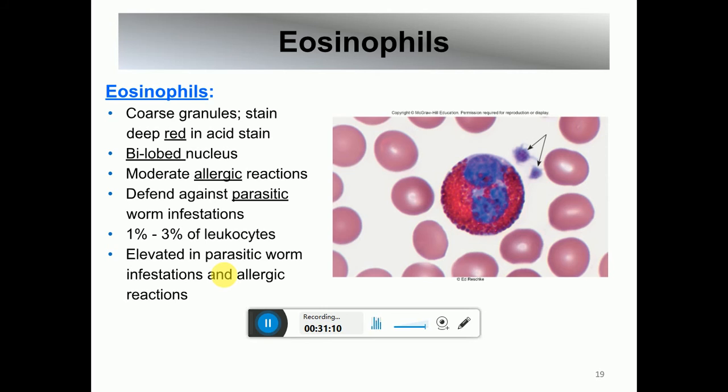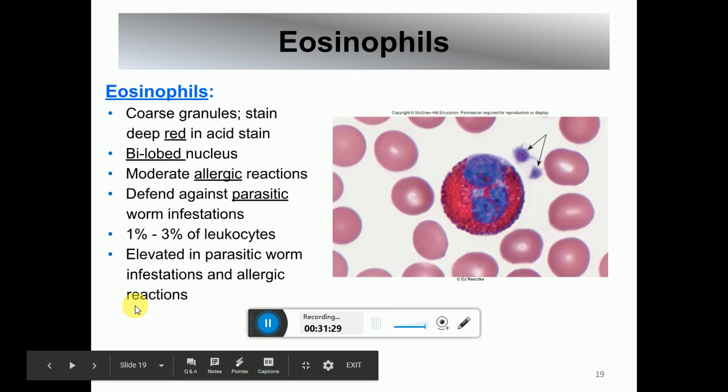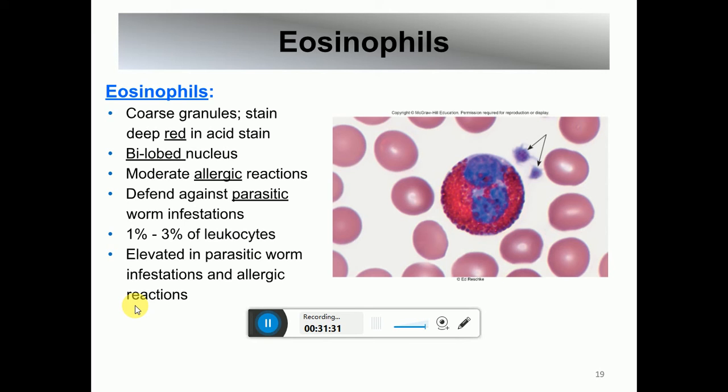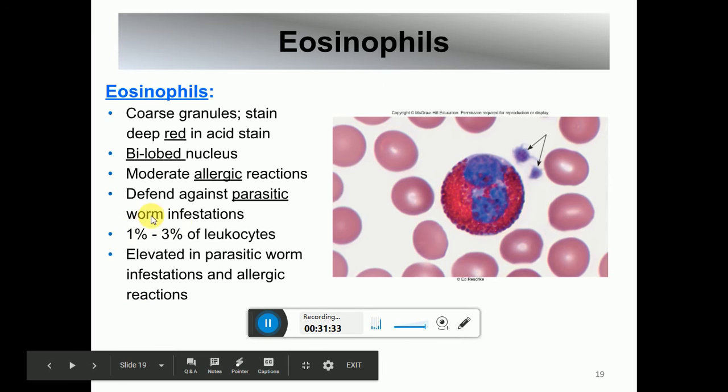Next would be your eosinophils, and as you can see here, the granules tend to have a red color. The nuclei are bilobed, and these are mostly elevated in allergic reactions or parasites, like worm infections. Again, that is the importance of having a white blood cell count with diff. For the numbers, you don't have to know the exact numbers, but you have to know them in order.